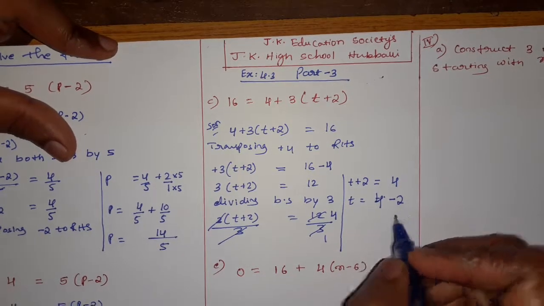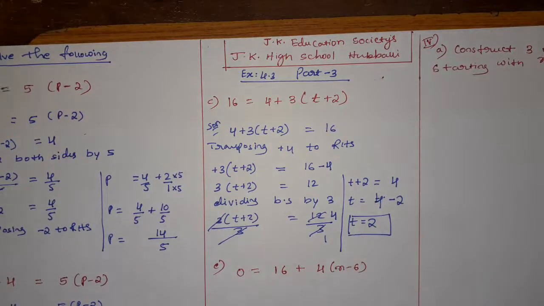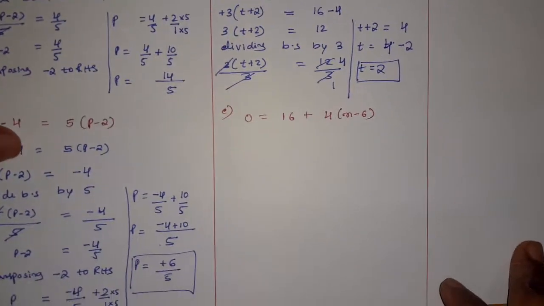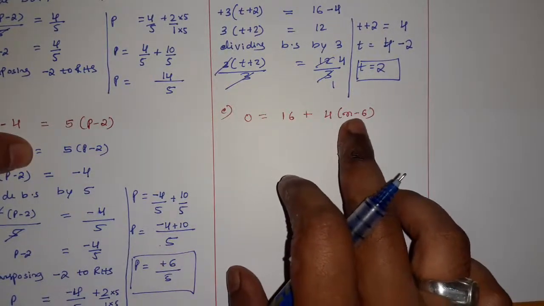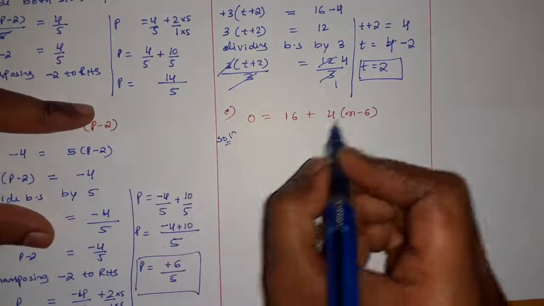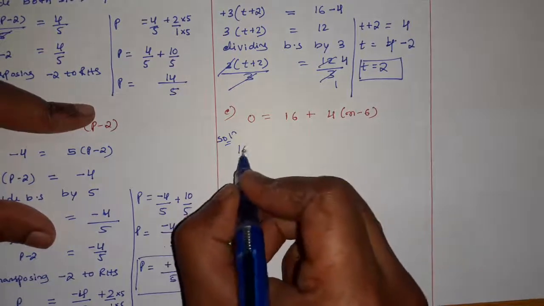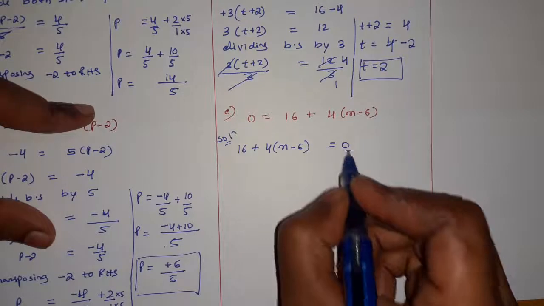t is equal to 4 minus 2 will give you t is equal to 2. Right? Okay, very simple. Now you can observe here. On the LHS it is 0. On the RHS it is having a variable. Again you can reverse this solution. Write this RHS in place of LHS. 16 plus 4m minus 6 is equal to 0.